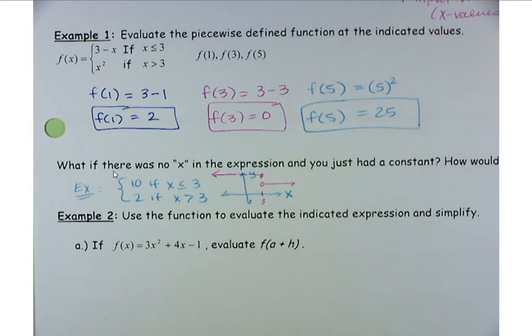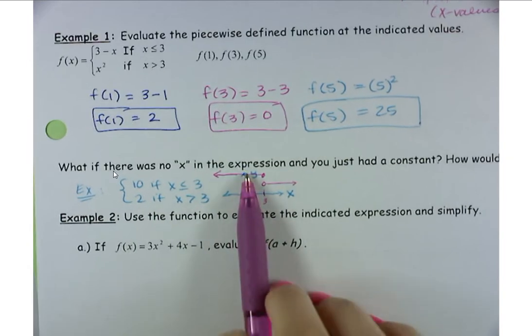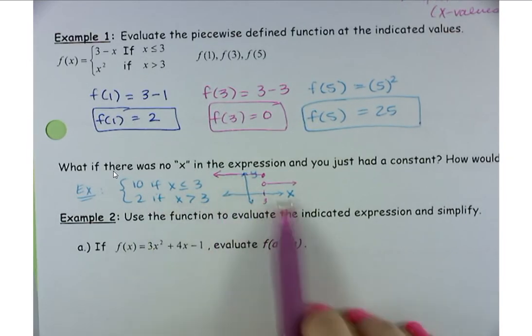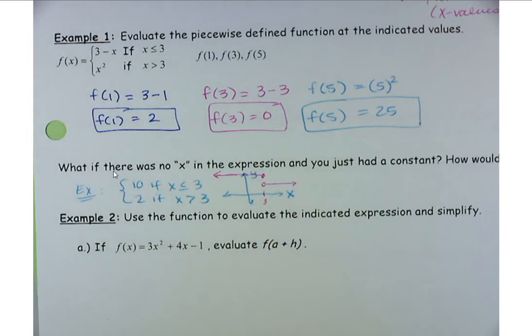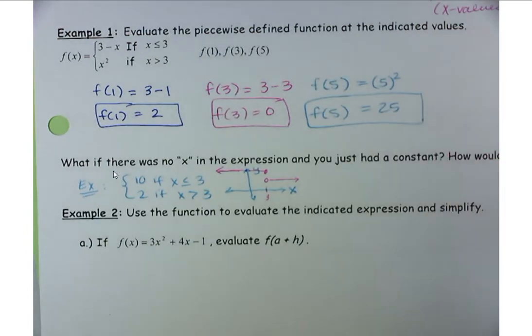My output would be 10, right? Is there anywhere I can plug in x? No. If you have the line of 10, no matter where you are, you're going to hit 10. No matter where you are on this interval, you're going to hit 2. Okay, so it doesn't matter which value you have, your solution is always going to be the constant.